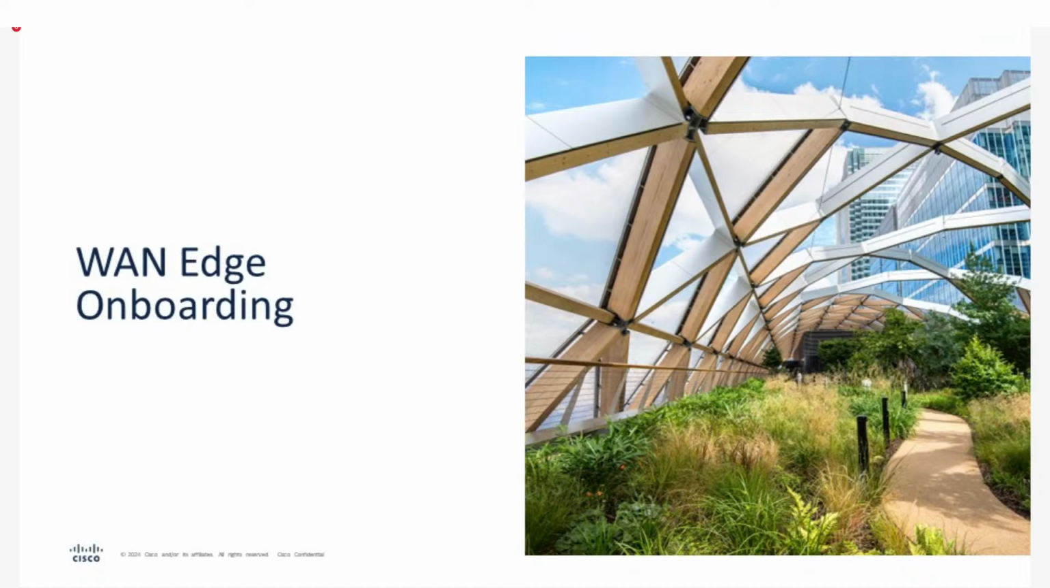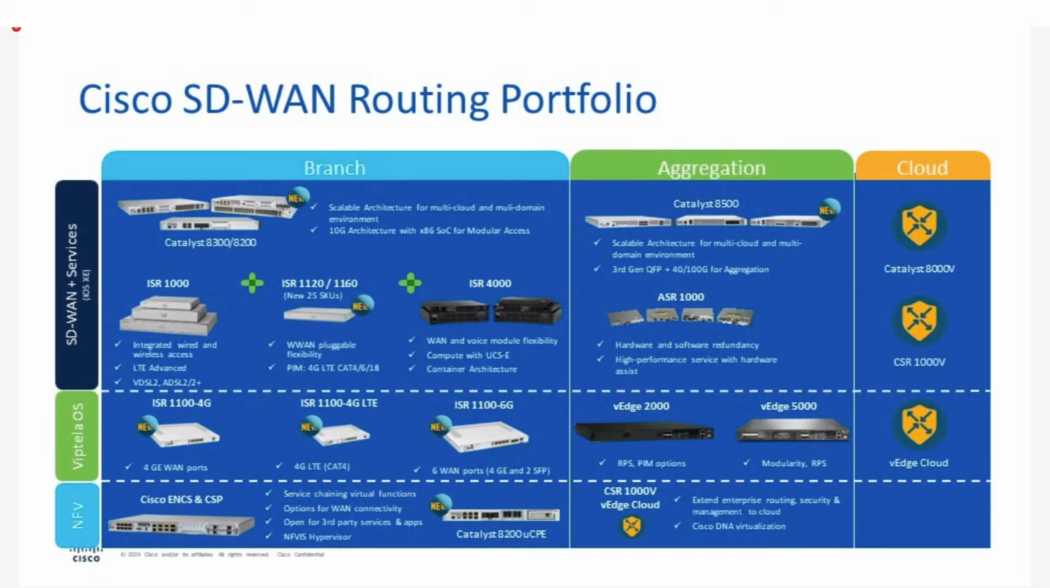Now let's talk about how we onboard devices. Before that, I want to show you this slide, which mainly talks about the routing portfolios. Here we have the portfolio, which includes your ISR 1K and ISR 4K. We have our aggregators, which include ASR and Catalyst 8500, and we also have virtual routers as well. In this case, we have 8K and ISR 1K.